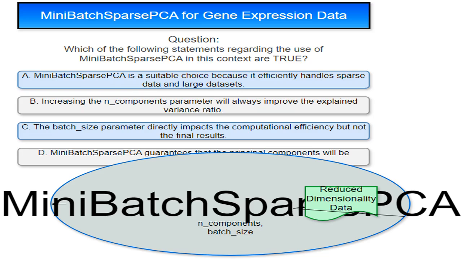After applying MiniBatchSparsePCA, I'll have a lower dimensional representation of my data. I'll have captured the most important variation in the gene expression data using fewer variables, the principal components. It makes it easier to analyze and visualize without losing too much information.